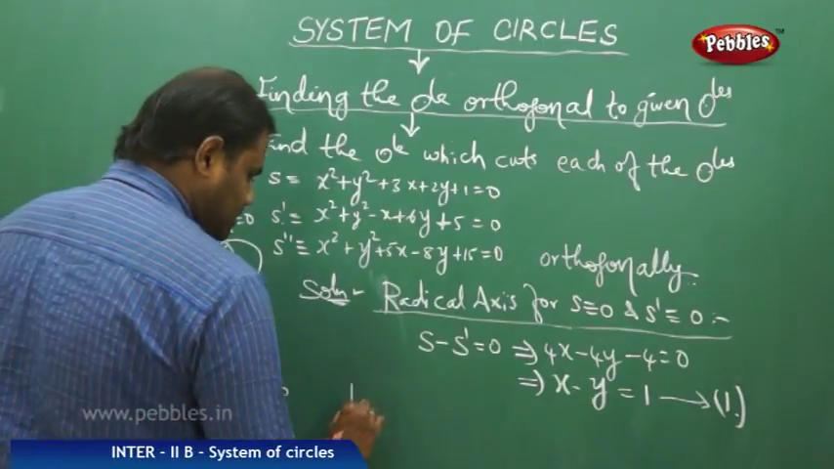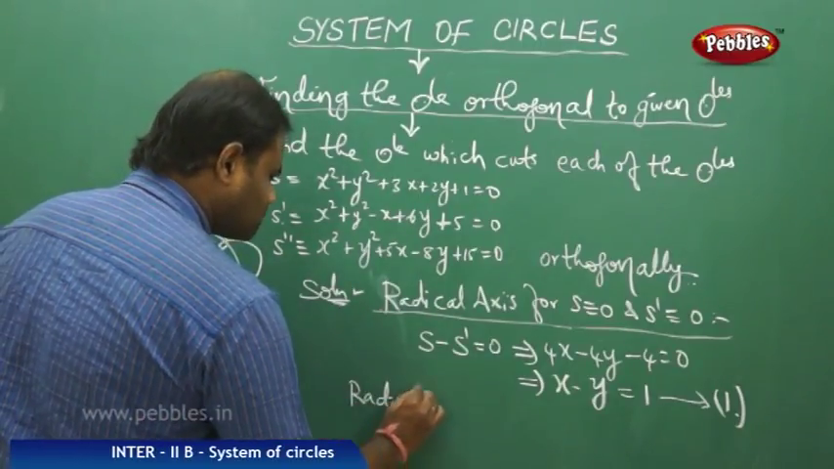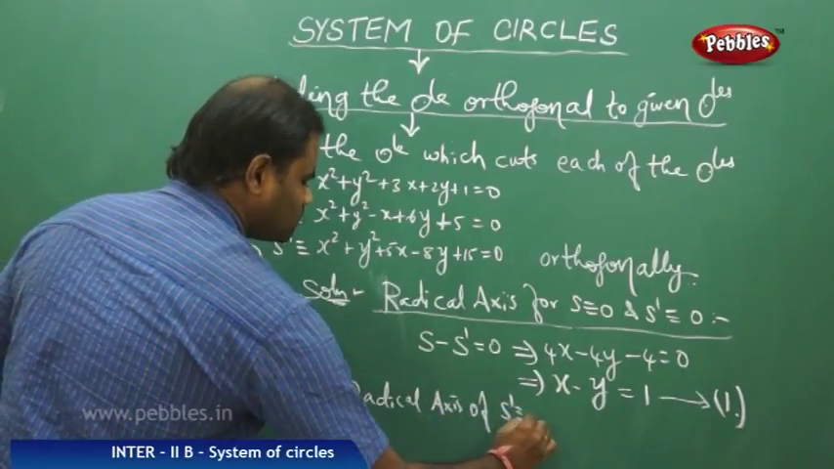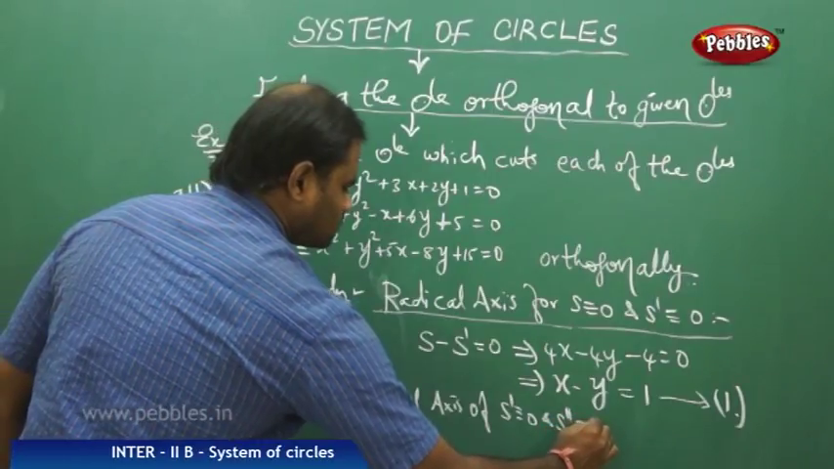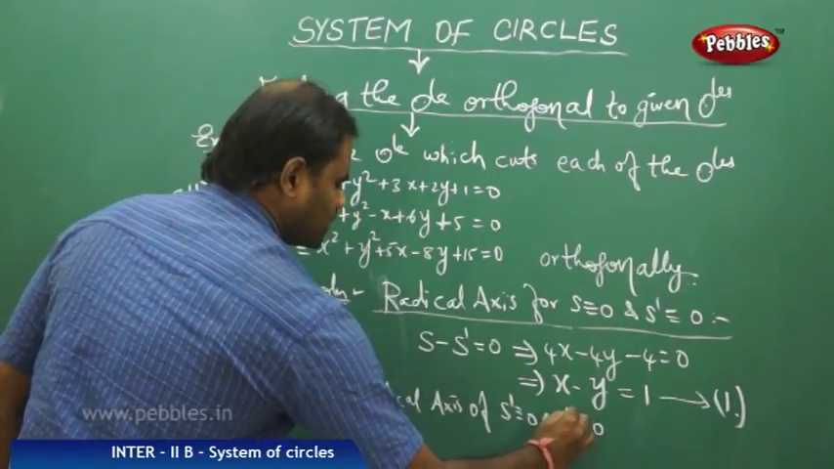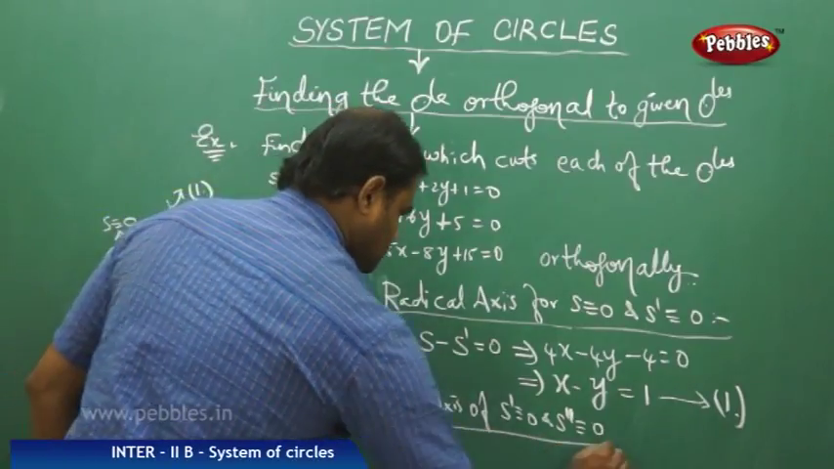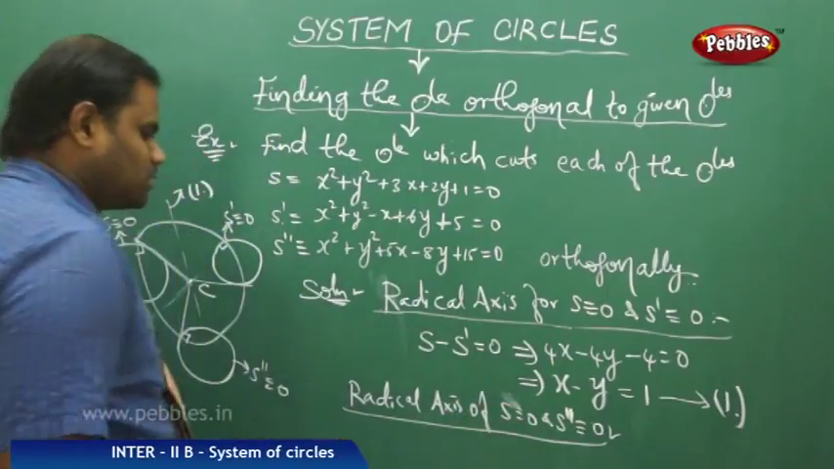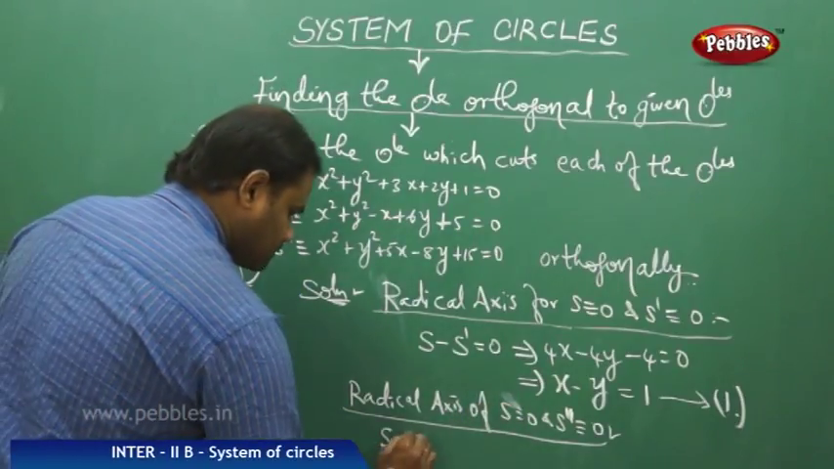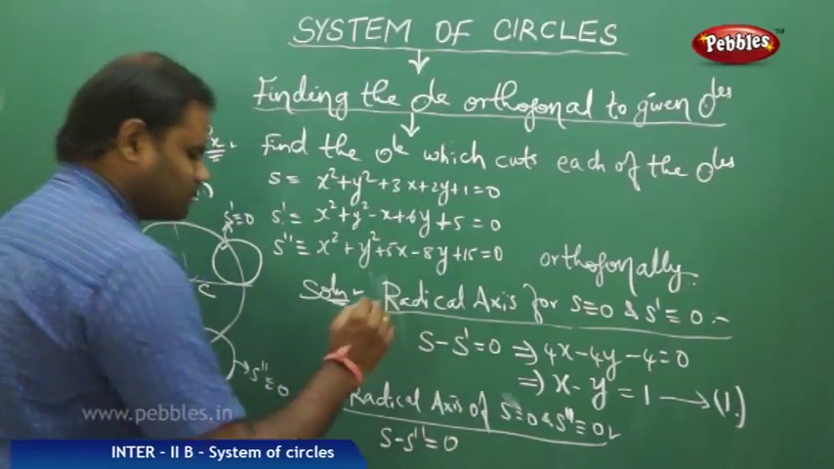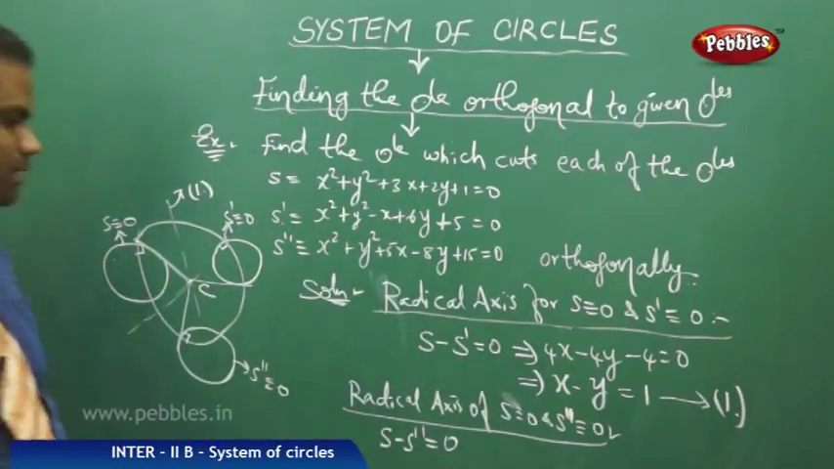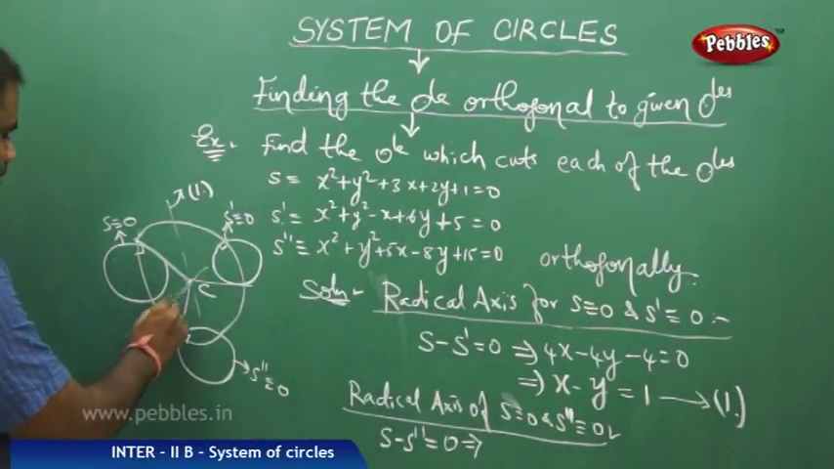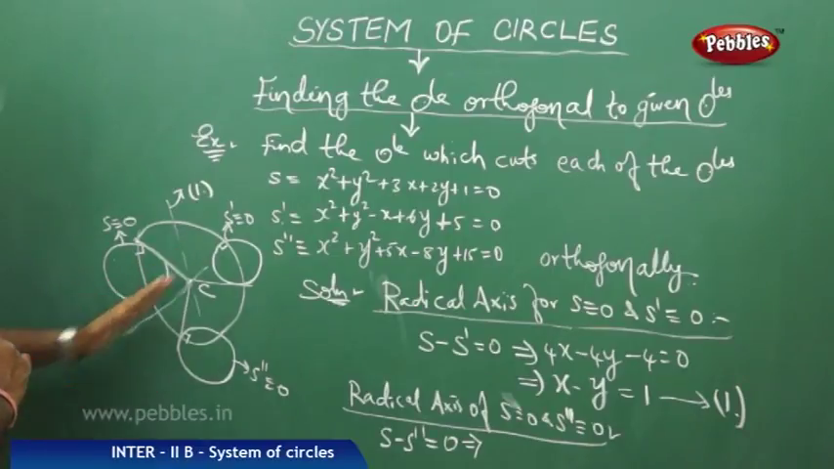So finding the radical axis of S and S double dash: the radical axis of S and S double dash is nothing but S minus S double dash equal to 0. So this on subtraction gives me the radical axis of this and this, as can be seen in the diagram.